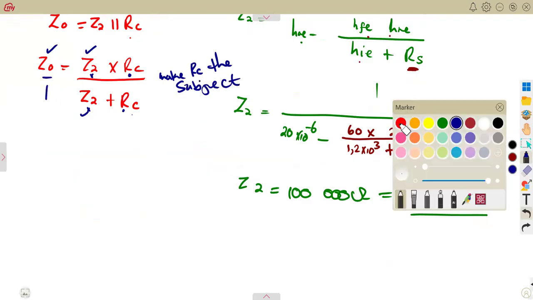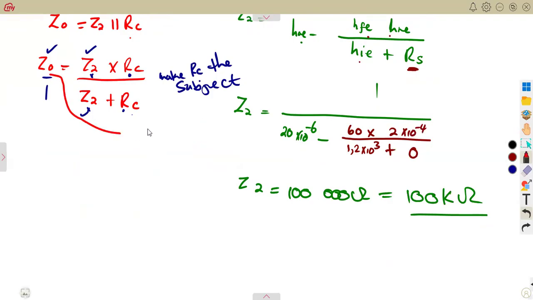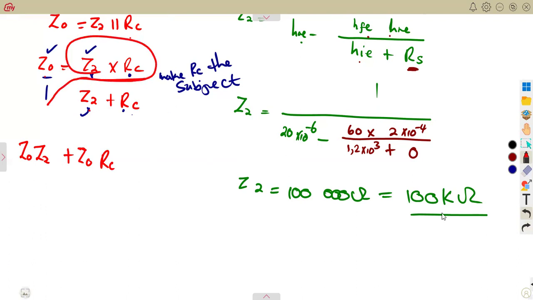Making RC the subject, this is over 1, so we're going to cross multiply. Z out multiplies everything that we are seeing. So it's Z out times Z2, which is Z out Z2. Z out multiplies also RC, so it's going to be plus Z out RC. You multiply everything by Z out. 1 multiplying Z2 RC, so it's going to be equal to Z2 times RC, which is the same as Z2 RC, like that.